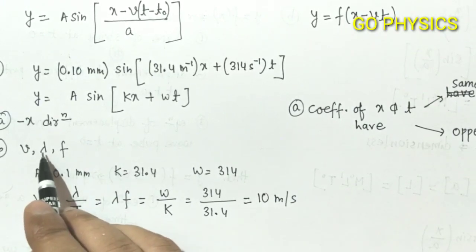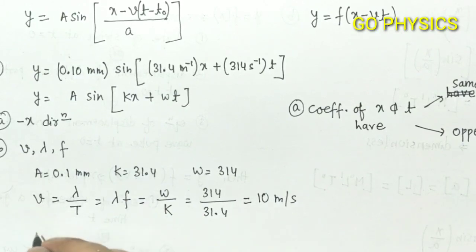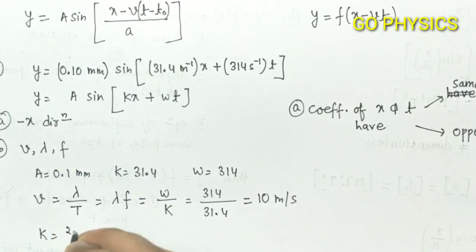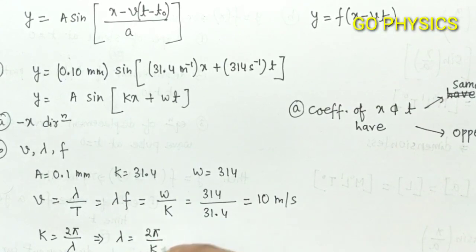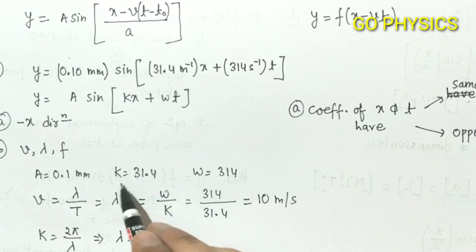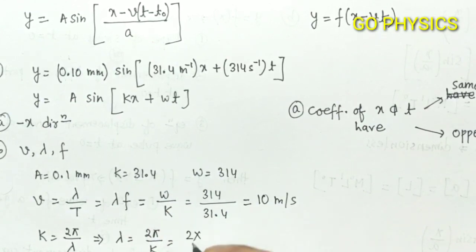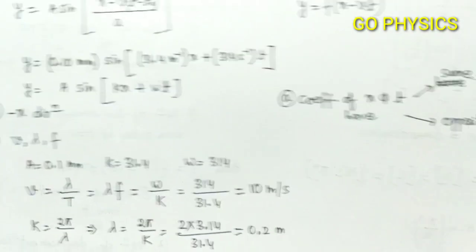Now we have to find the wavelength. For finding the wavelength, we will take the help of the wave number, because the wave number is equal to 2 pi by wavelength. So wavelength equals 2 pi by wave number. Substituting, 2 into pi 3.14 by k equal to 31.4, if we simplify this, it comes out to 0.2 meter.